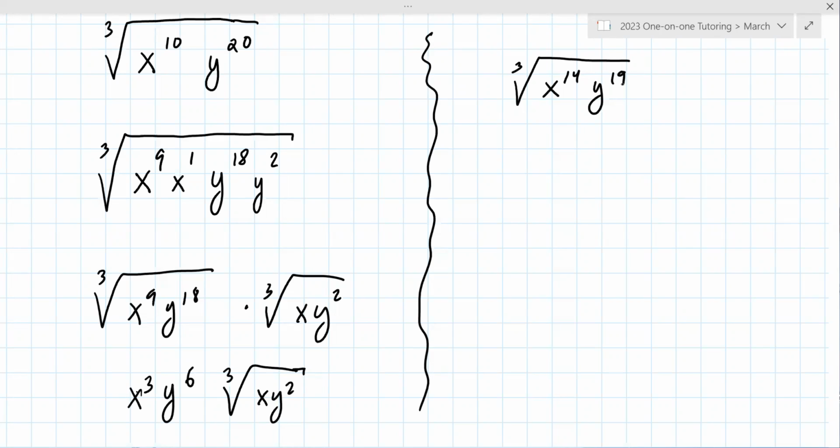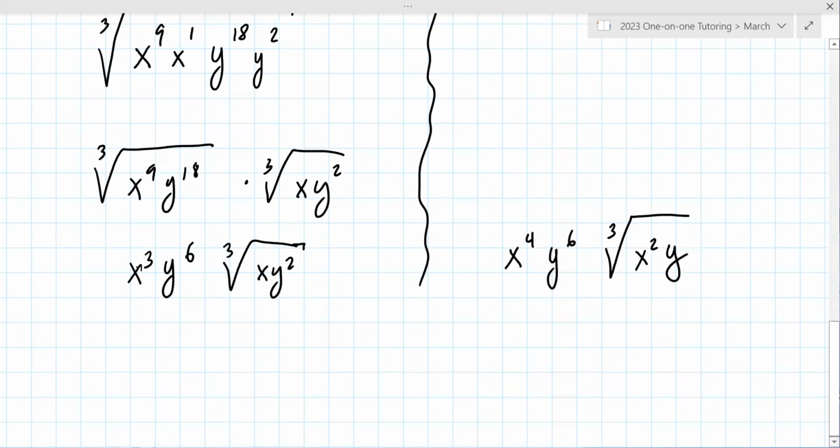How are you doing on this one? I got x to the 4th and y to the 6th times the cube root of x squared y. Yeah, got it. Very good. Very good. Okay.